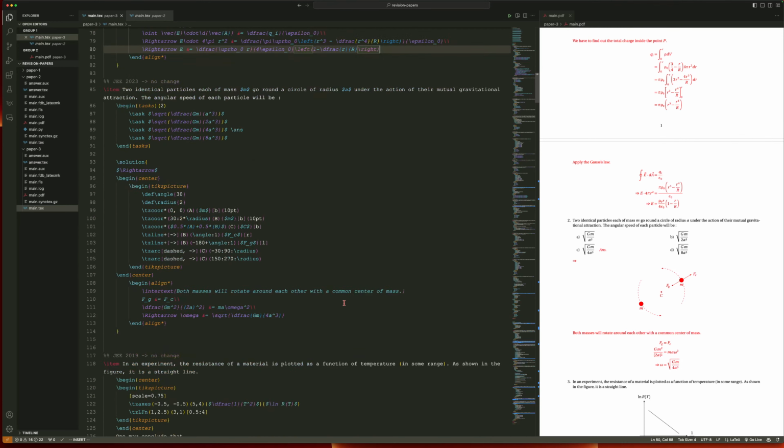Let's move on to problem second. I think problem second is already explained, but let me explain a few ideas around this.